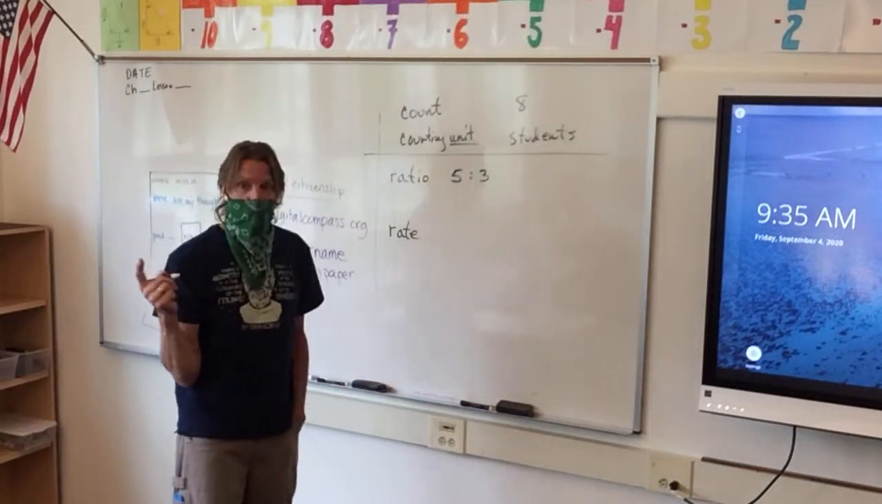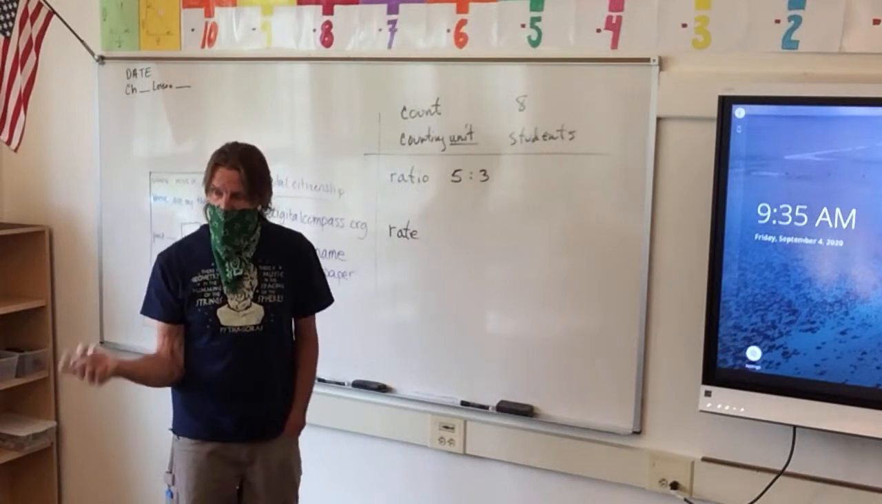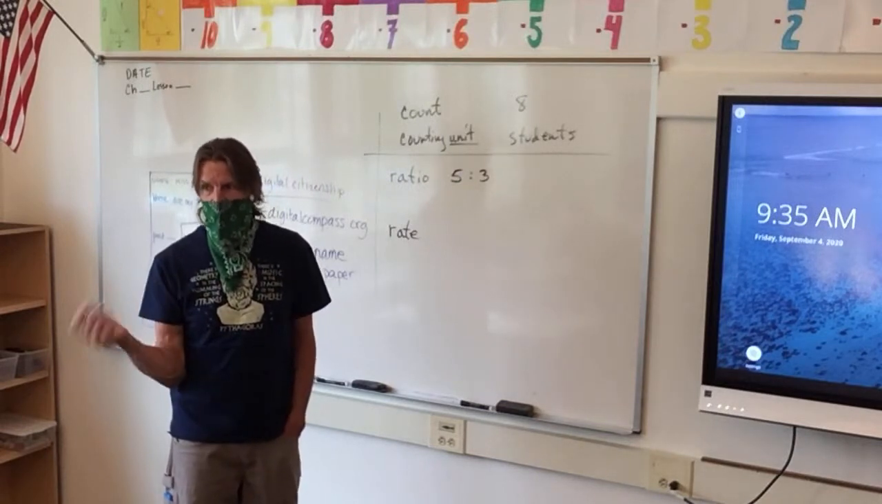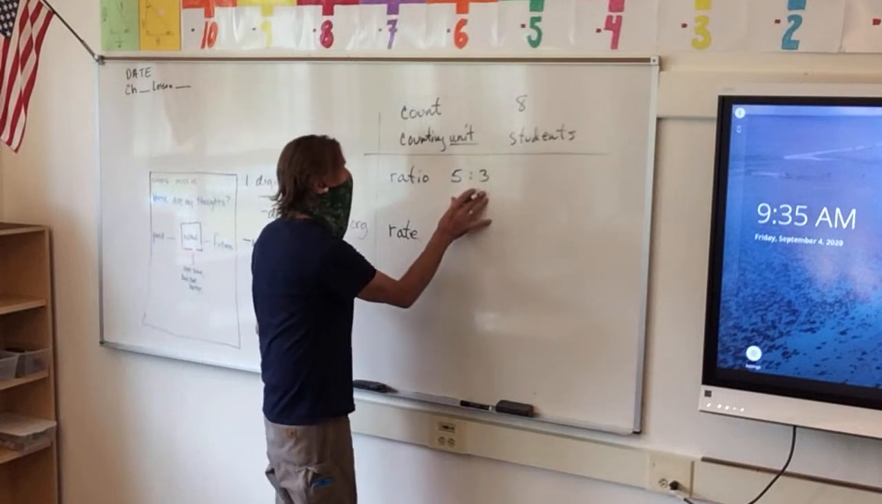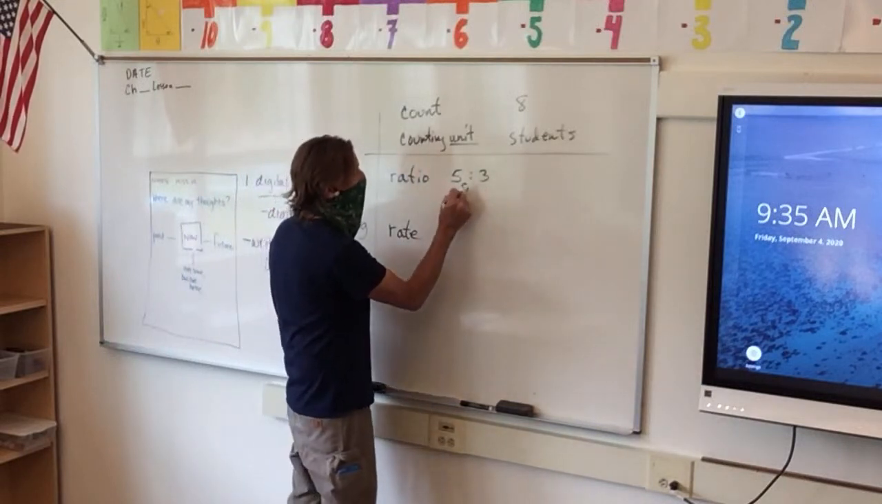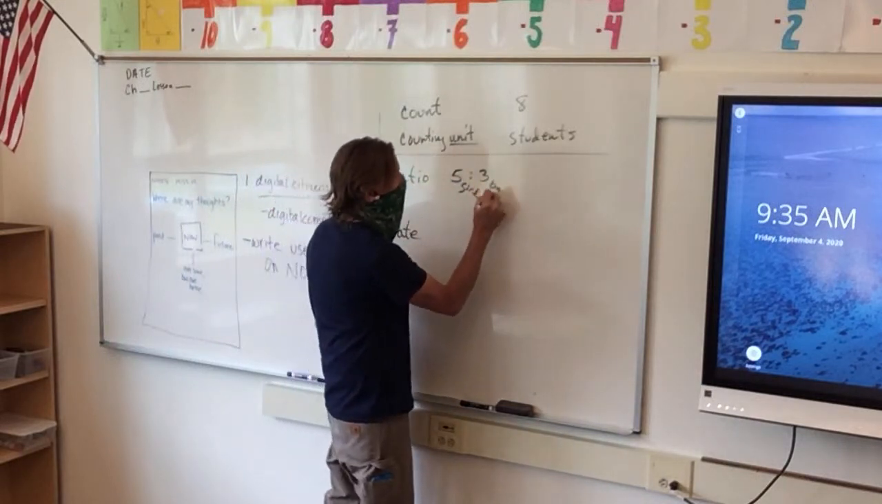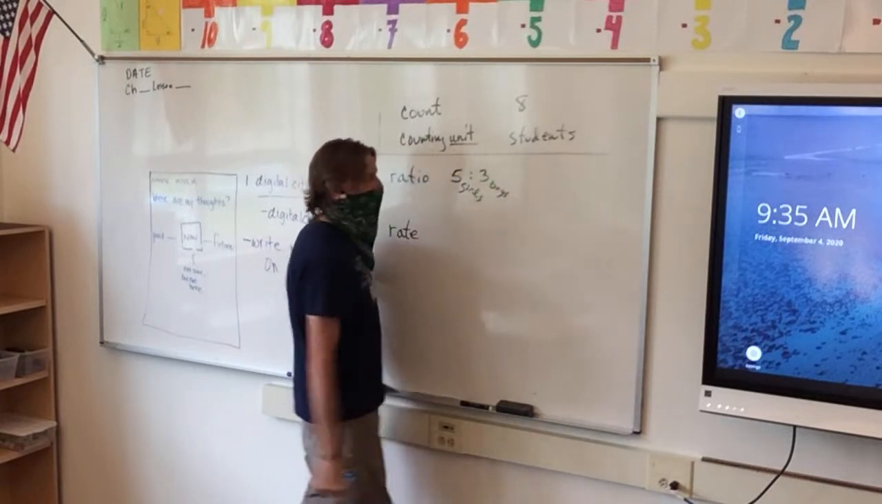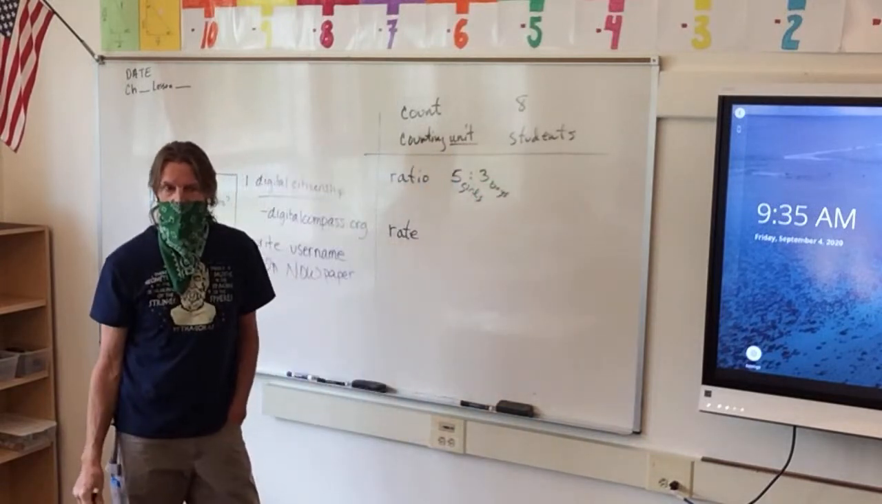And what's going on here is we're comparing people. So there's the common unit. That's what makes it a ratio. And you say, well, we got 5 girls, 3 boys. That's a ratio.